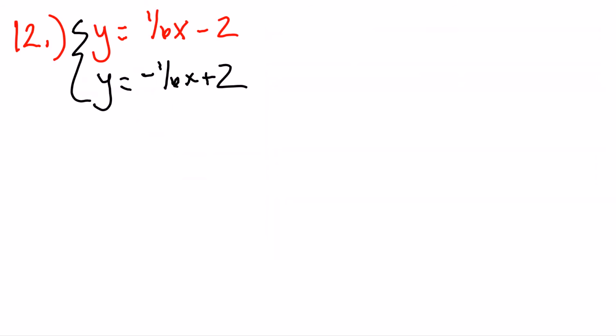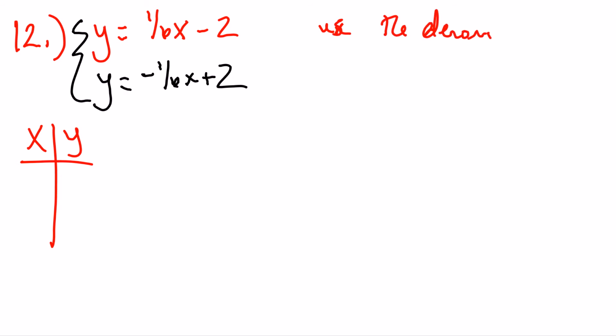All right, 12. If you just want to use slope-intercept form, it's really easy because it's already in that form. If you're going to use the XY chart, for the top line, use the denominator to choose x's. Because that's 6, I'm going to choose negative 6, 0, and 6. It's just going to make my life much easier.